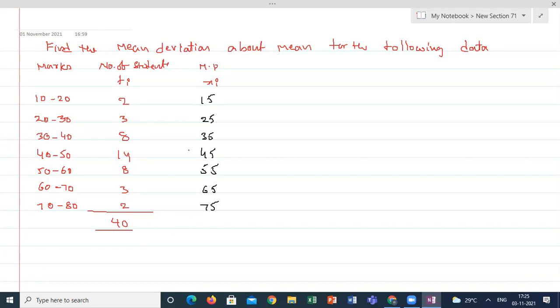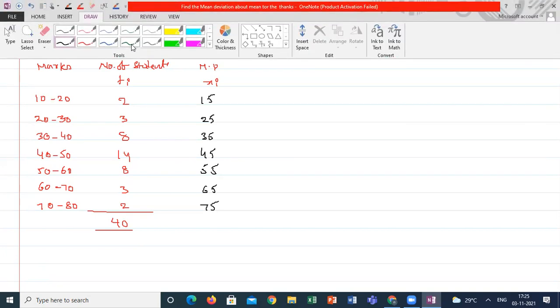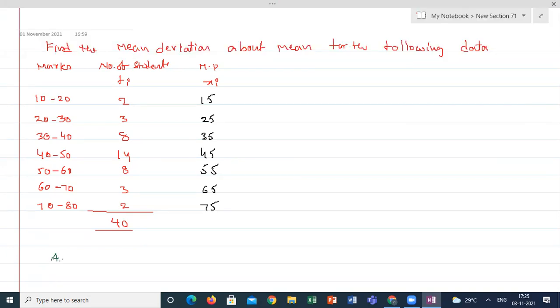So here my assumed mean A is 45. If I take my assumed mean as 45, what will happen? I'm calculating the di values. di will be xi minus the assumed mean, divided by the class interval range. So what values will you get? Xi minus 45: 15 minus 45 by 10, that is 30 by 10.